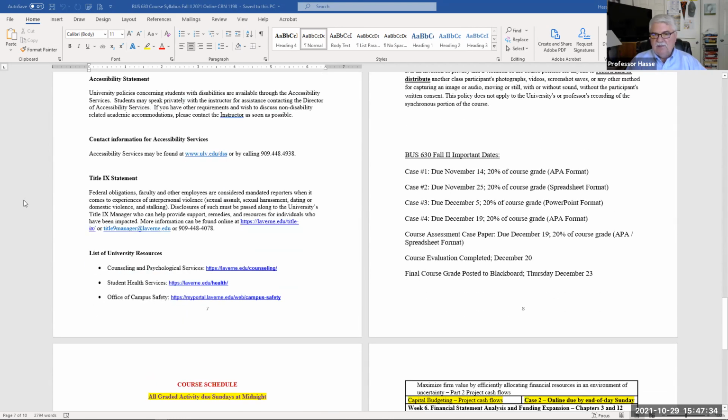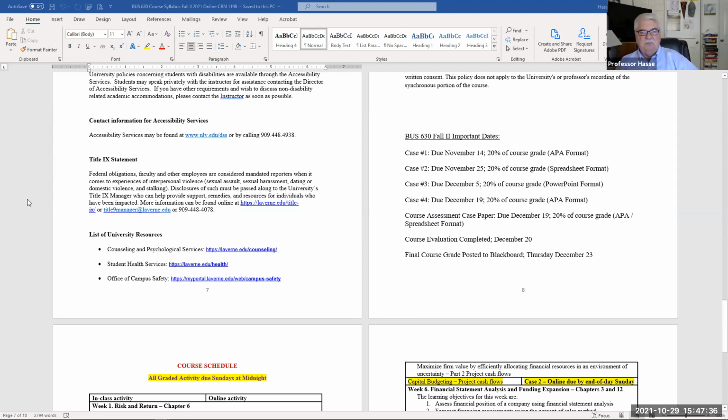Here are some important dates that you should be familiar with. You should make a copy of this, keep it handy in a notebook, keep it handy on your desktop where you do your schoolwork. Please keep this handy. It's the key dates when specific assignments are due in our class. And notice our 4 case studies are in a variety of different formats. I discussed this last night in our student hours.